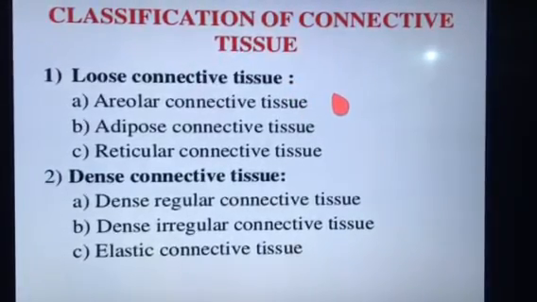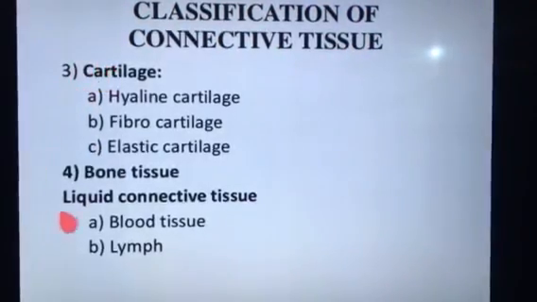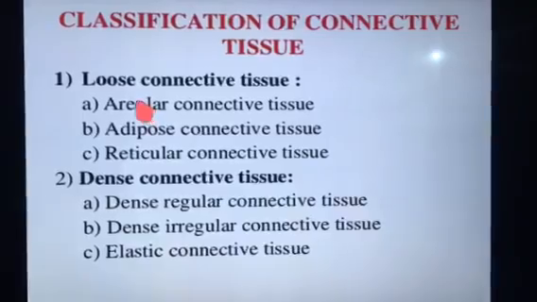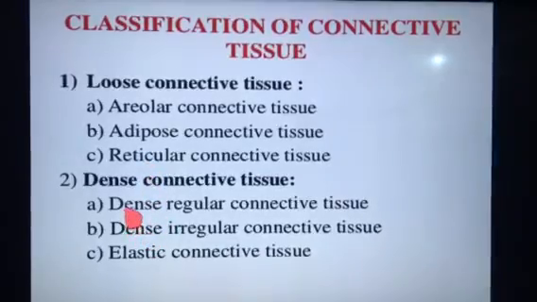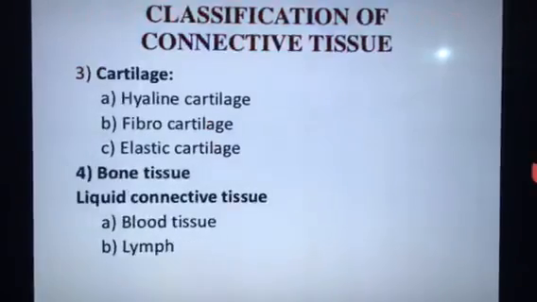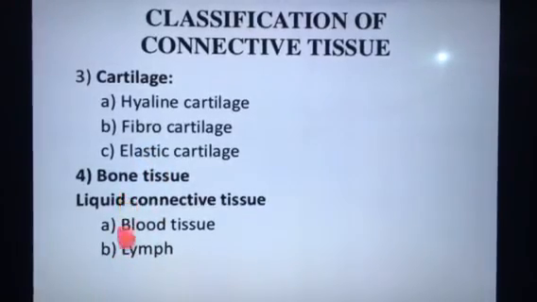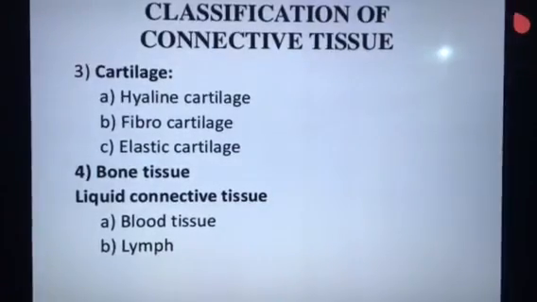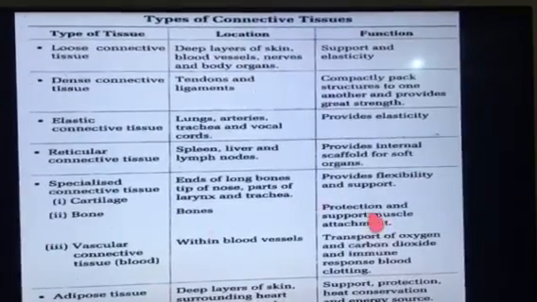So here is the classification of connective tissue. Connective tissue can be classified into four types: loose connective tissue, dense connective tissue, cartilage and bone, or liquid connective tissue. Loose connective tissue is again divided into three types: areolar, adipose and reticular. Dense connective tissue includes dense regular, dense irregular and elastic. Cartilage includes hyaline, fibro and elastic cartilage, and then blood tissue and lymph. One by one we will discuss their functions and locations.